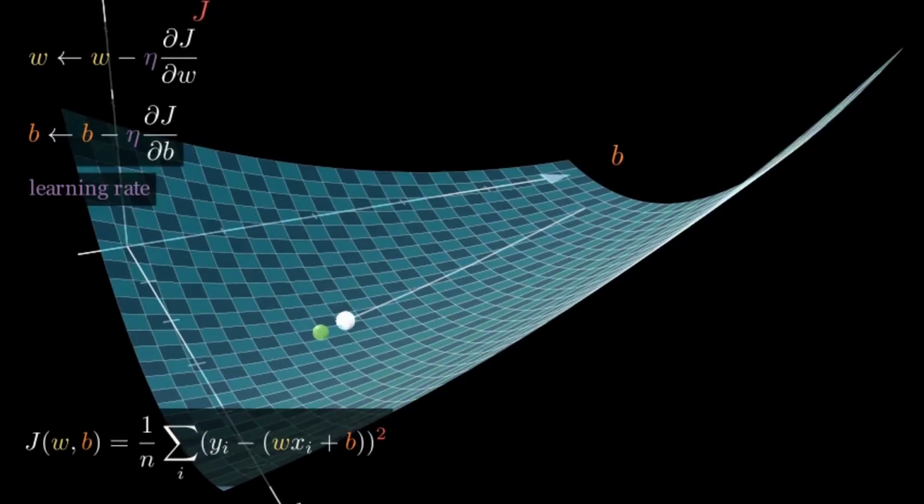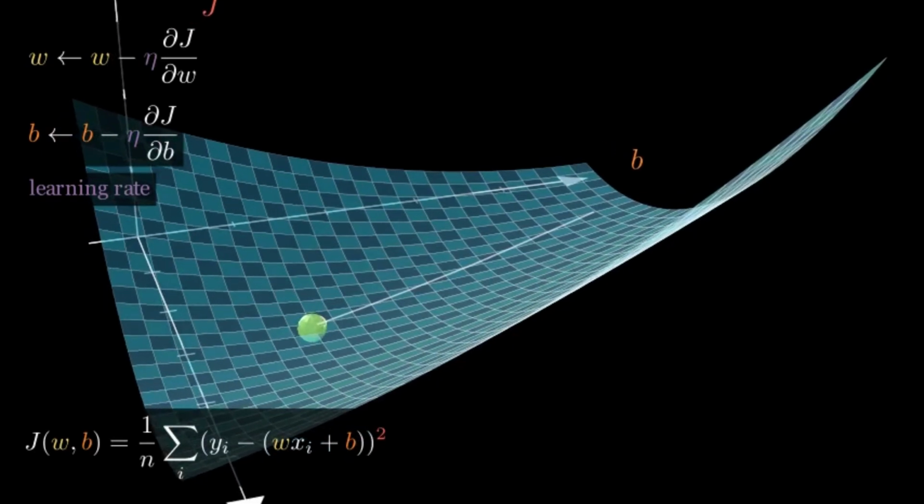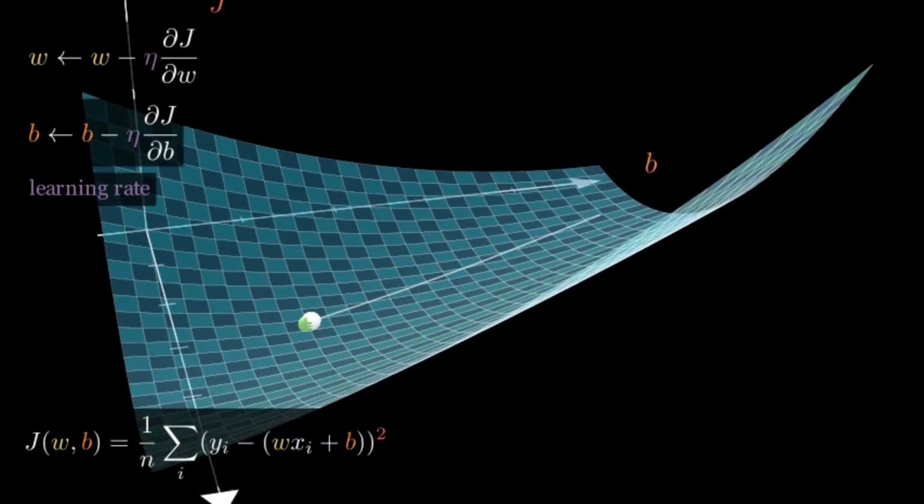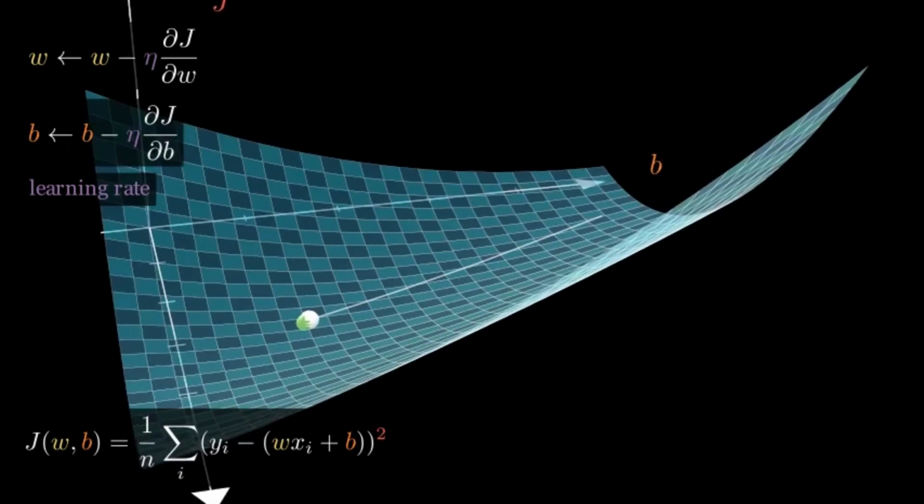Too small and the training crawls. Too large and you overshoot the bottom and bounce out of the valley entirely. This loop, compute gradient, step downhill, repeat, is gradient descent. And it's the engine underneath almost all of modern deep learning, which means we need those two partial derivatives. Let's actually compute them.